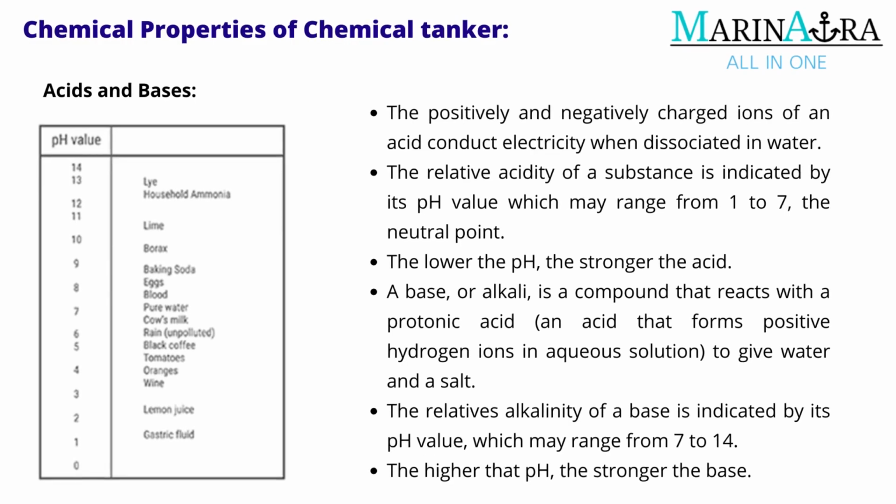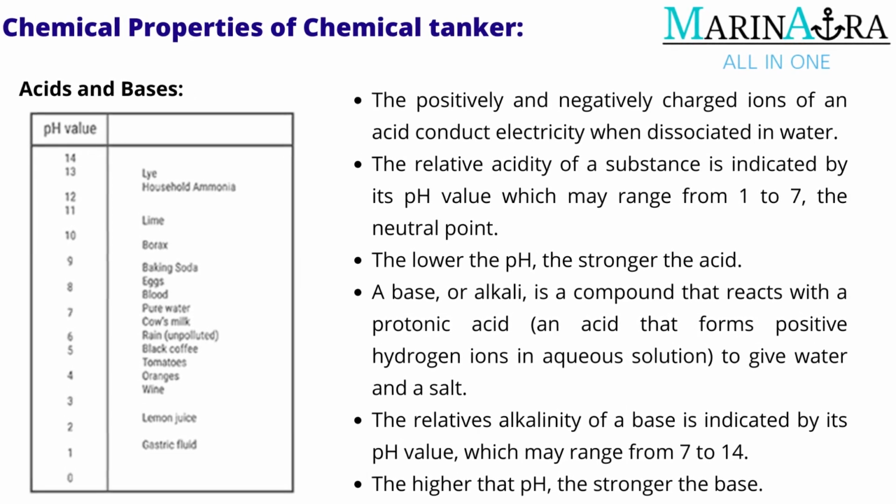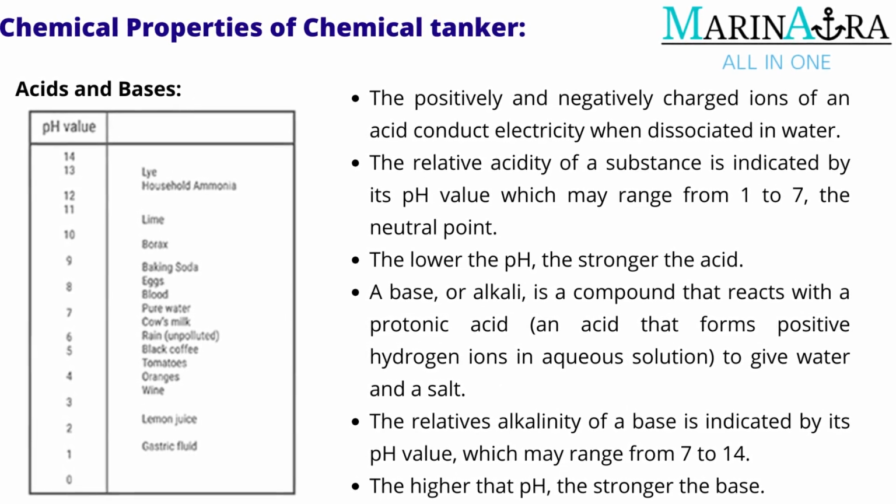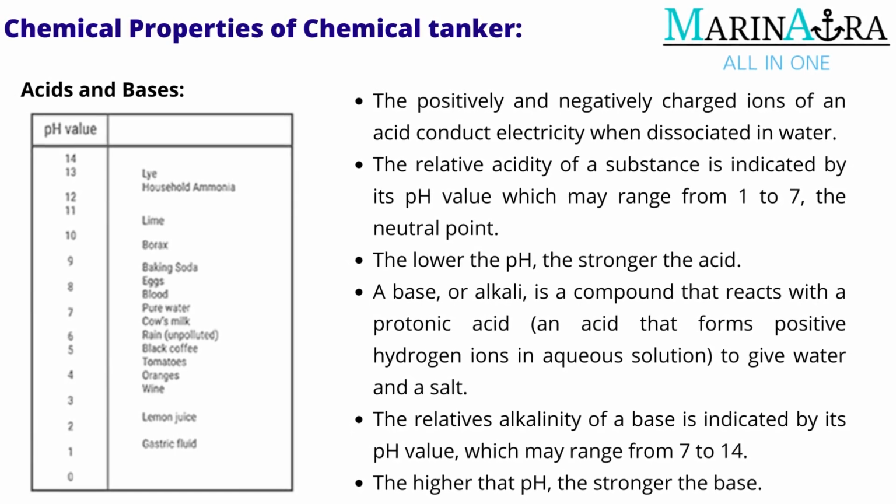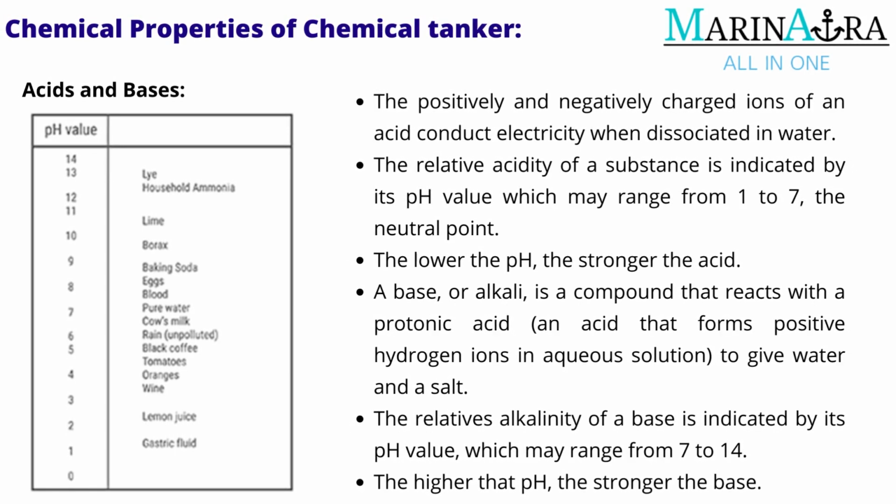Acids and bases. The positively and negatively charged ions of an acid conduct electricity when dissociated in water. The relative acidity of a substance is indicated by its pH value, which may range from 1 to 7, the neutral point. The lower the pH, the stronger the acid. A base, or alkali, is a compound that reacts with a protonic acid, an acid that forms positive hydrogen ions in aqueous solution, to give water and a salt. The relative alkalinity of a base is indicated by its pH value, which may range from 7 to 14. The higher the pH, the stronger the base.